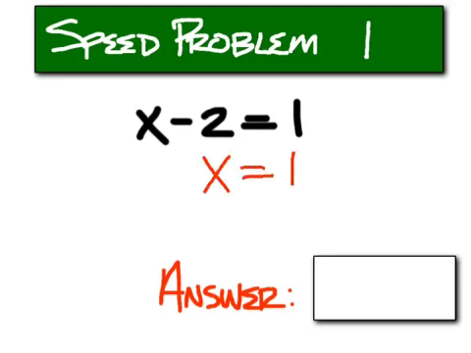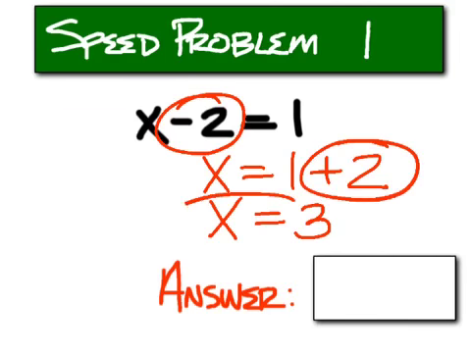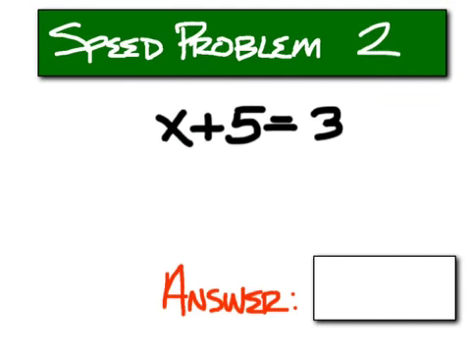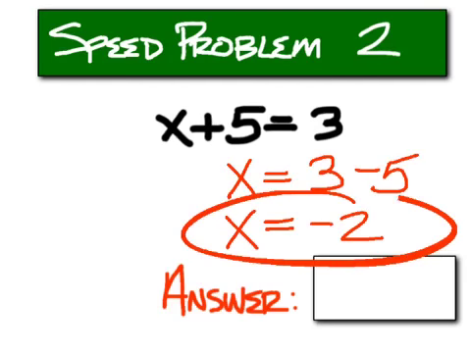The answer on this should be x equals 1 plus 2. When you change it over from here, it becomes plus 2, so the answer should be 3. Oh, I know it. It should be 3 minus 5, which is an answer of negative 2.